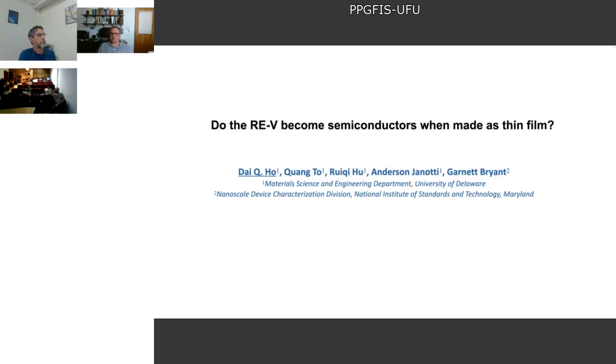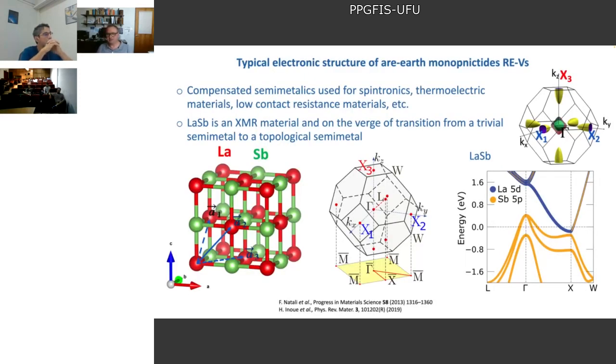We started looking at, well, can you make these rare earth materials a semiconductor by making them very thin? The idea at the beginning was, well, the quantum confinement would lift the conduction band and lower the valence band, which would make it a semiconductor. That was the idea. But then when we looked carefully, we said, well, it doesn't really happen. You would always have a metallic system unless you go to very, very thin films.